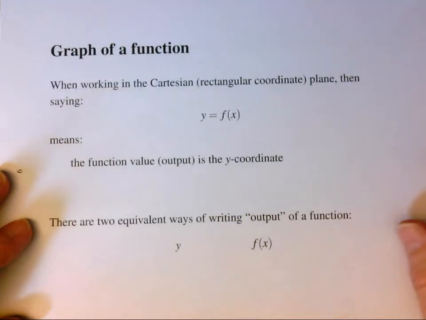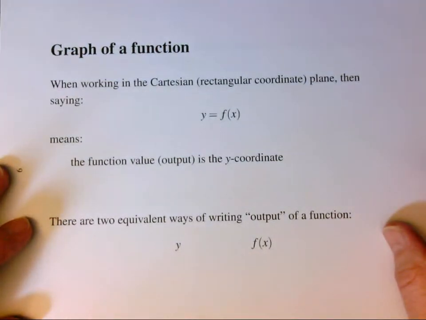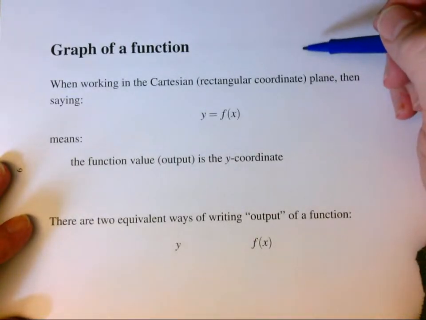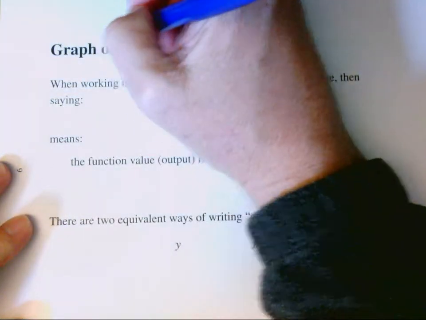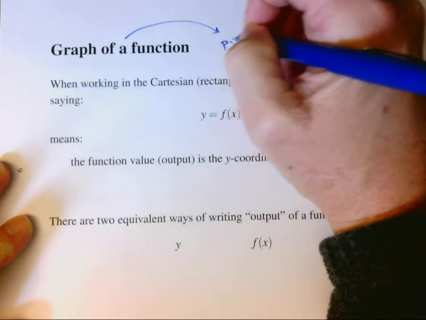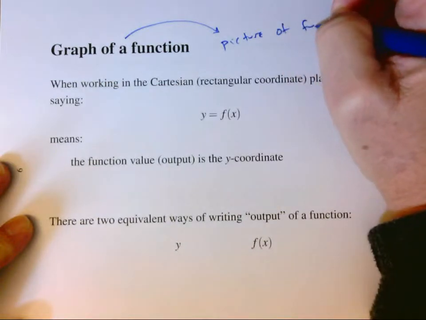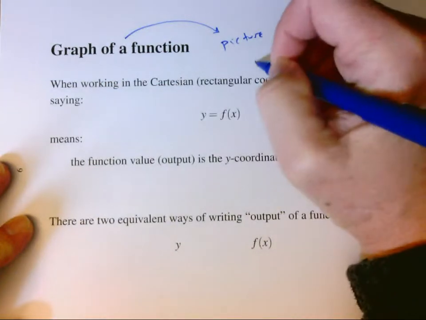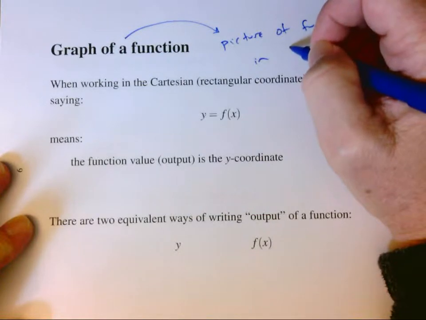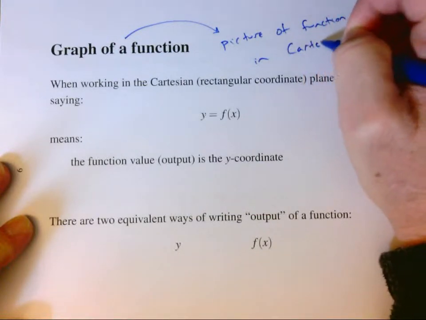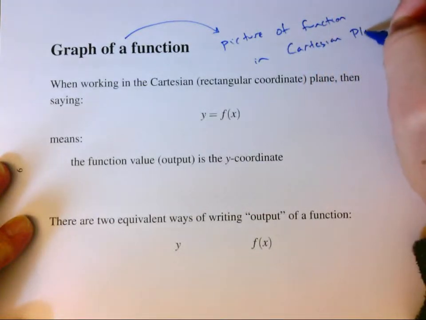The idea of function and relations, as we know it now, has only been around since the late 1800s. It's a fairly new idea in mathematics. So the graph of a function, that's really the picture of the function in the Cartesian plane.